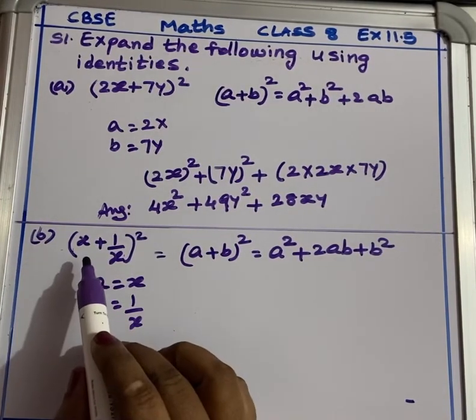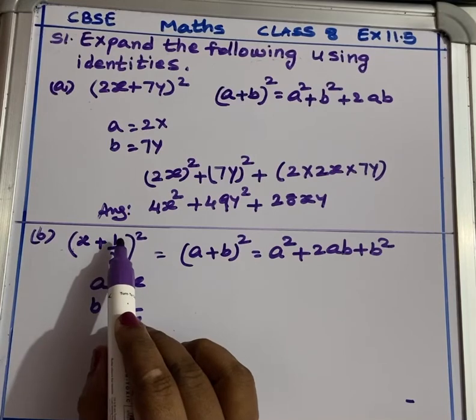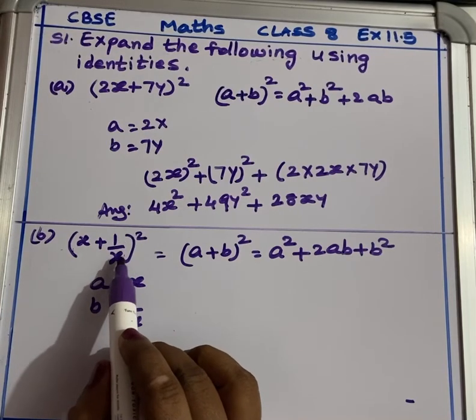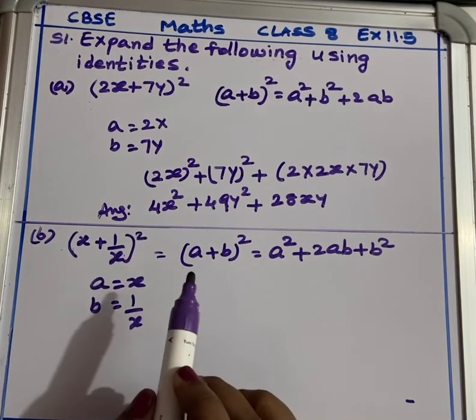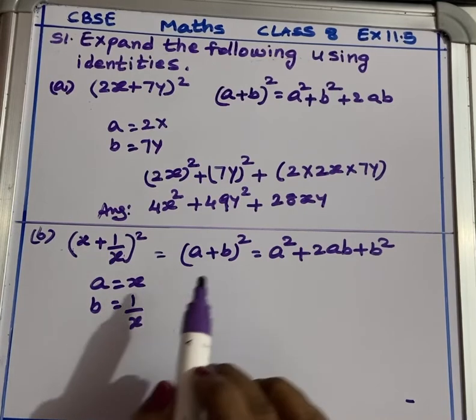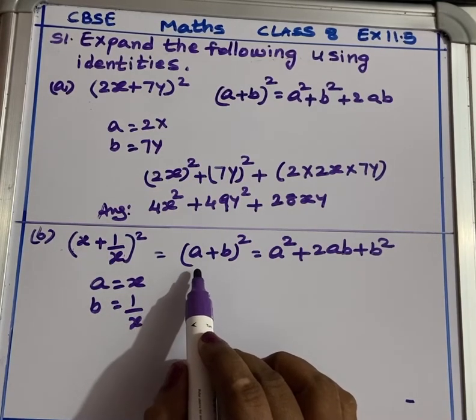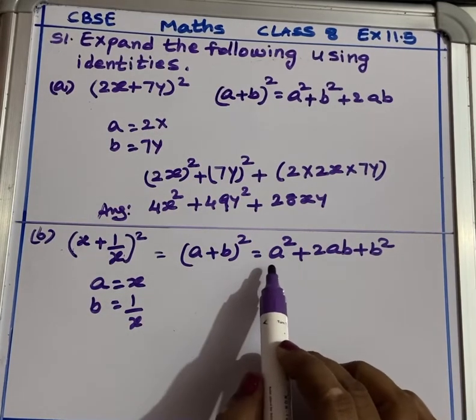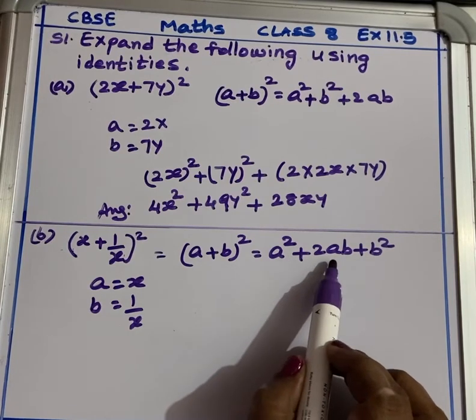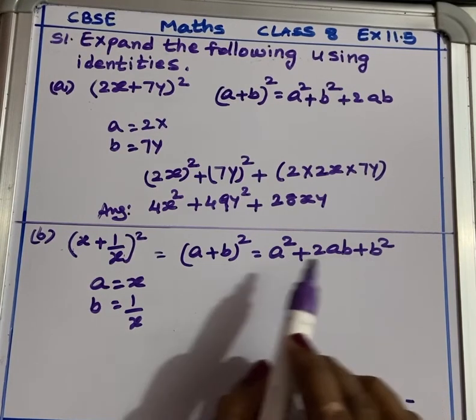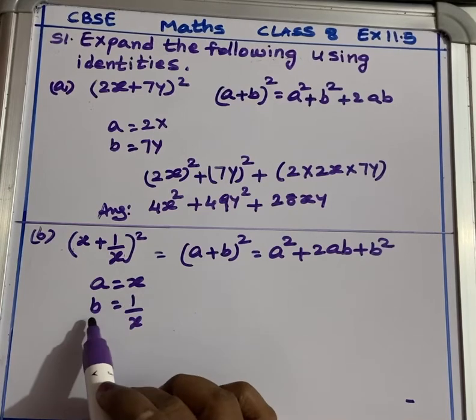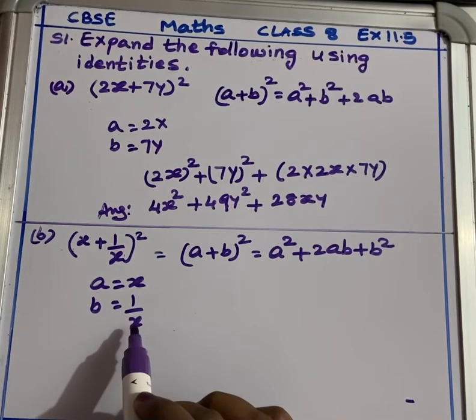B: (x + 1/x) whole square. So we will use the first identity (A + B) square. What it comes? A square plus 2AB plus B square. Here A equal to x, B equal to 1 by x.